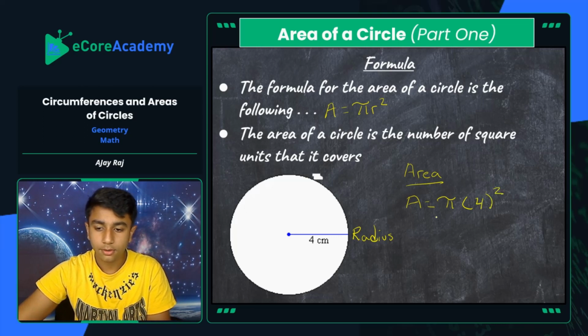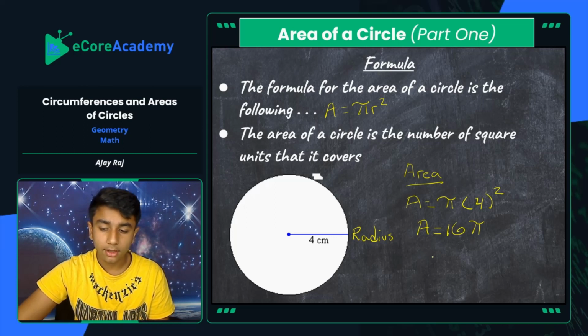4 squared. So that means that A equals 16 pi. And if you were to simplify that, you would get that A equals 50.24. And that's, of course, in centimeters squared.